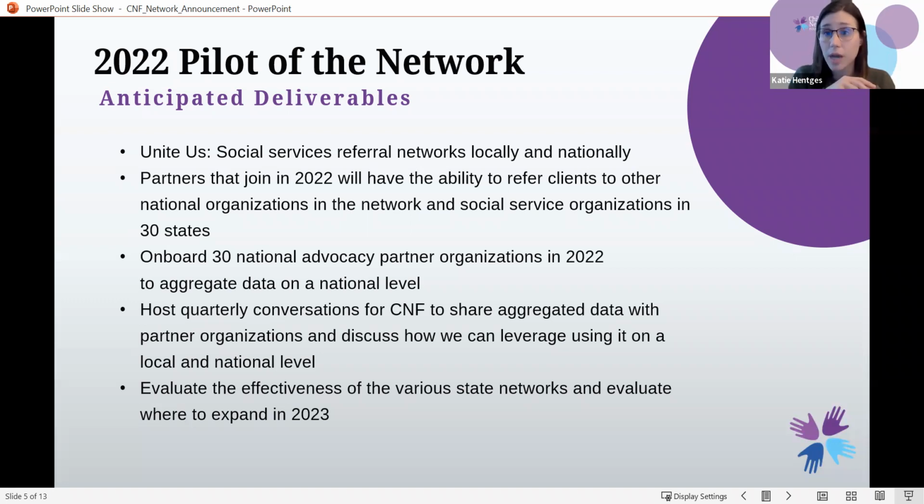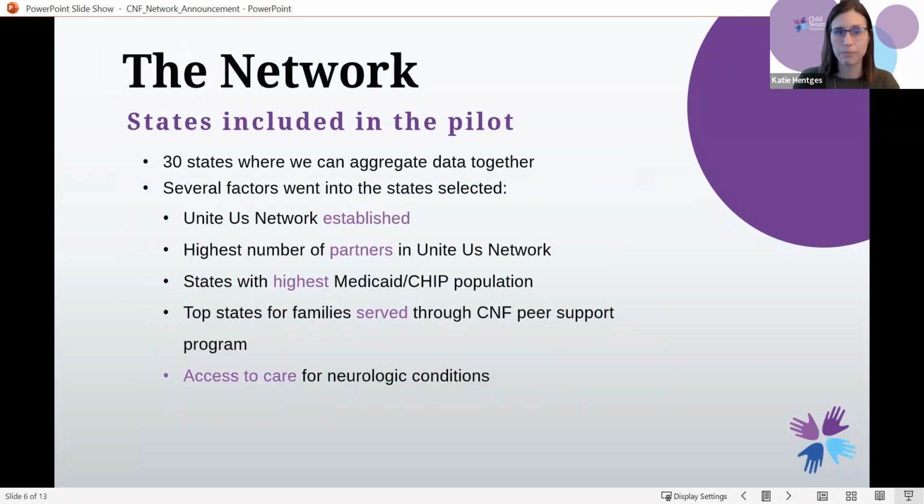We would then host quarterly conversations where CNF would share out de-identified data at an aggregate level about all of the different needs for families at all of our organizations. If our hypothesis is correct that all of the families, no matter their diagnosis, have the same needs, we're going to have a much broader and more powerful impact when we aggregate that data together and talk with state or federal organizations or policymakers, things like that. So over the next year, we'll evaluate the effectiveness of these networks and how we use them and how we could potentially expand in the future.